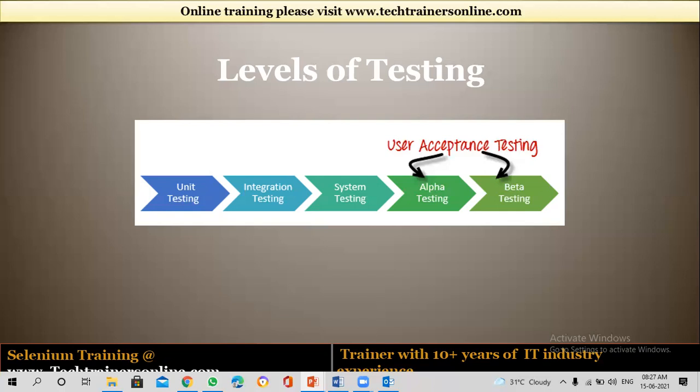The client may also request you to help, in case they have very few resources, and if they want, you can go ahead and help them in doing the user acceptance testing. User acceptance testing again has 2 types of testing. One is alpha testing and another one is beta testing.